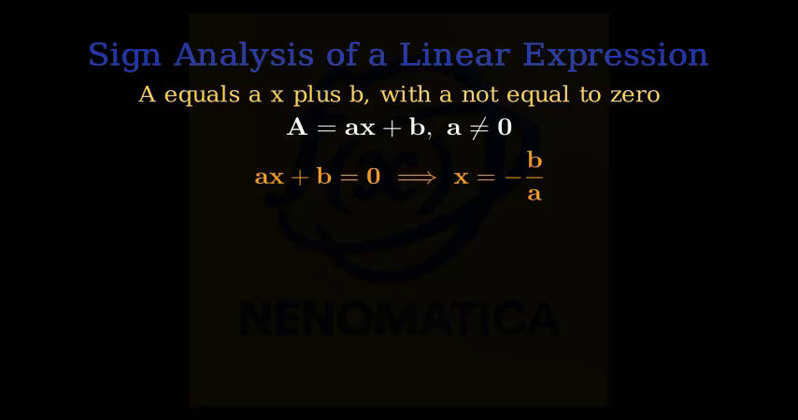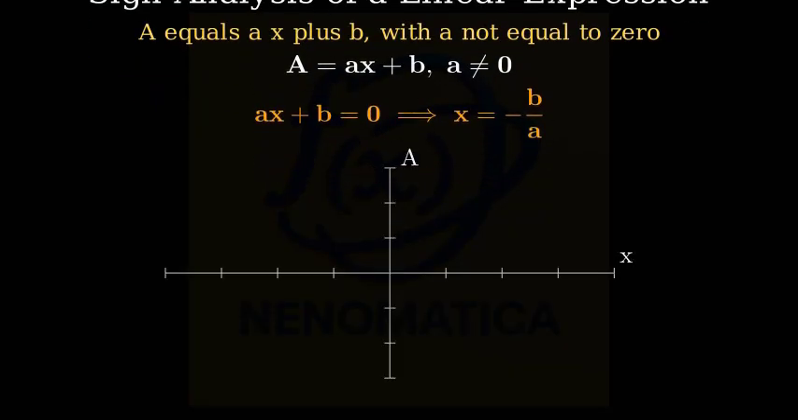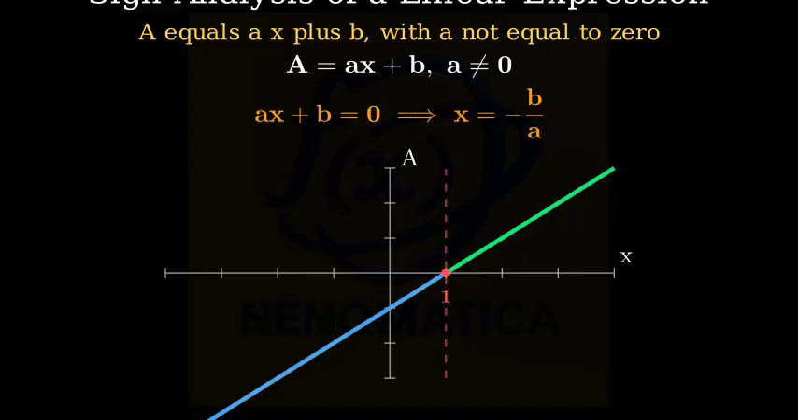Example. Consider a equals x minus 1. Let us graph y equals x minus 1 and study where it is above and below the horizontal axis. The red point marks the root at x equals 1. To the right of 1 the graph is above the axis, so a is positive. To the left of 1 the graph is below the axis, so a is negative.